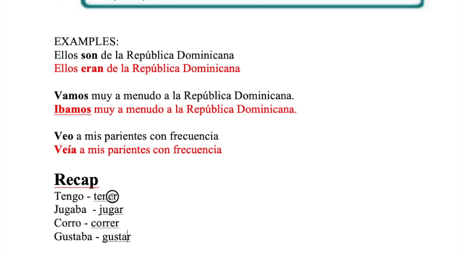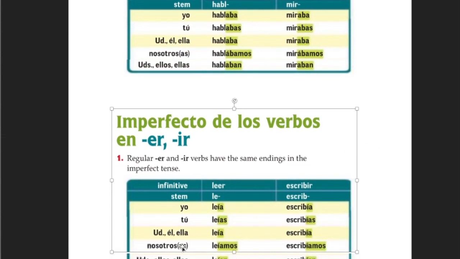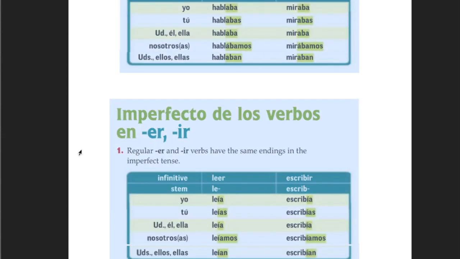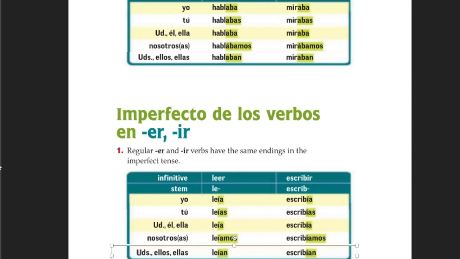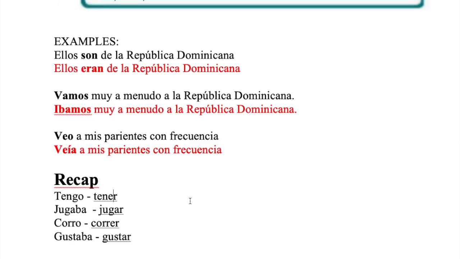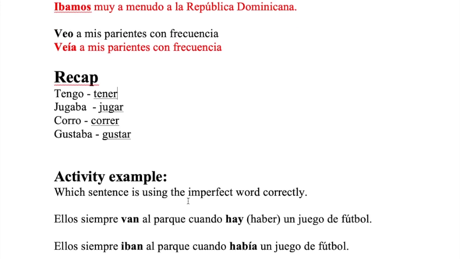So for example, if we went back and we said, tener. So you're going to go to the ER, and depending on what form we're talking about, there are your answers. So it is either going to be yo tenía, tú tenías, ella tenía, nosotros teníamos, or ellos tenían, okay? So that's going to be there. So that's a recap, okay? That's going to help you for your activity, your worksheet.